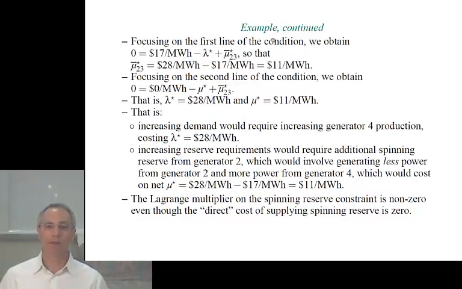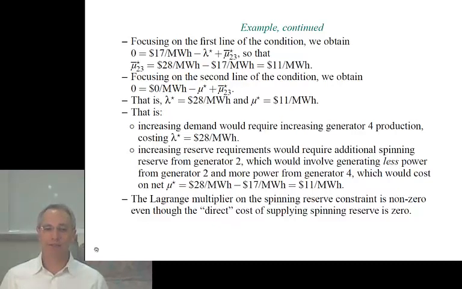Focusing on the first line of the condition, we get that 0 is $17 per megawatt hour minus lambda star plus mu2 3 overline. So now we can rearrange that to evaluate mu2 3 overline star. It's $11 a megawatt hour. Focusing on the second line of the condition, we get this. So this tells us that mu star is equal to mu2 3 overline star. In other words, mu star is equal to $11 a megawatt hour.